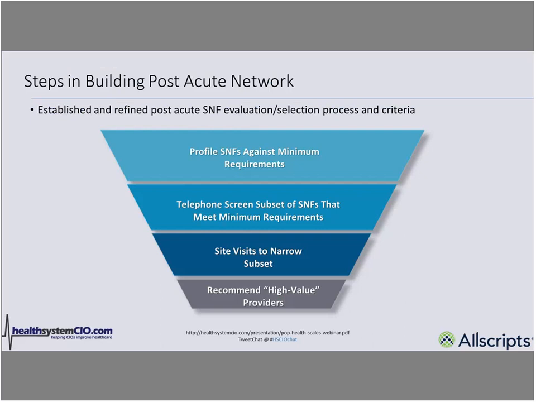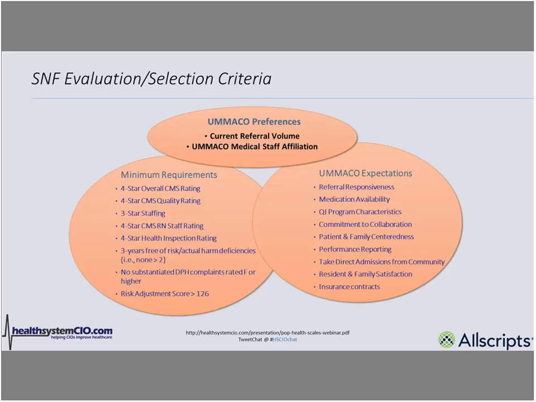Everybody knows SNF is patient choice. However, we have an ever-expanding network of preferred SNFs. And this is the criteria that we used. So UMACO is the name of our ACO. It's UMass Memorial Healthcare, UMass Memorial ACO. And to the left, you'll see our minimum requirements, and then our expectations.